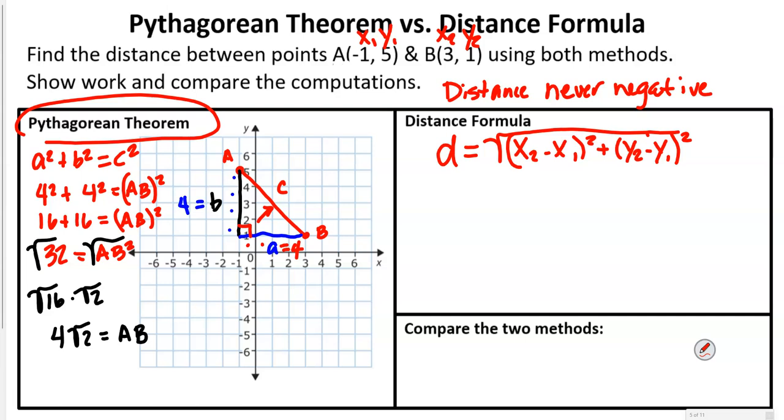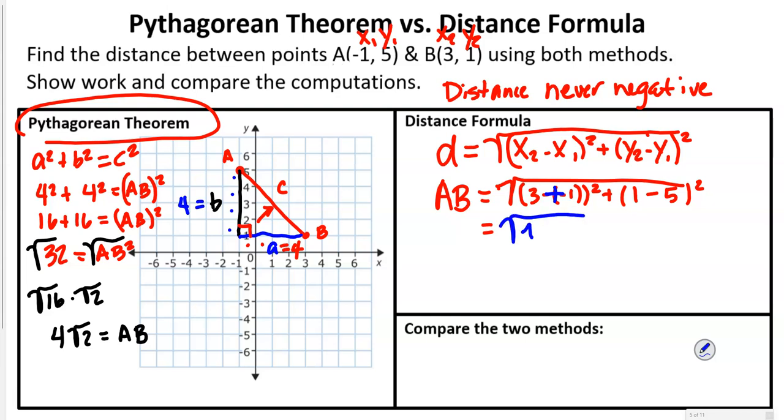Now, what is the distance that we're looking for? AB, right? We're looking for AB. So we're going to take the square root of what? Our x2 is 3. Our x1 was minus a minus 1, right? And we're going to square that, plus, again just populating this formula, y2, which is 1 minus 5 squared. So this is going to be equal to, remember, we got a plus, minus minus, so that's a plus. What's 3 plus 1? That's 4, right? So this is going to be 4 squared, plus a negative 4 squared.